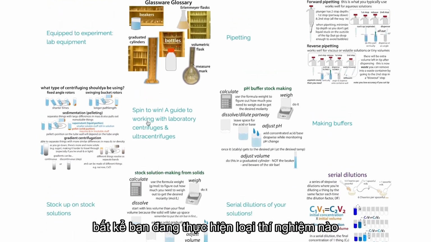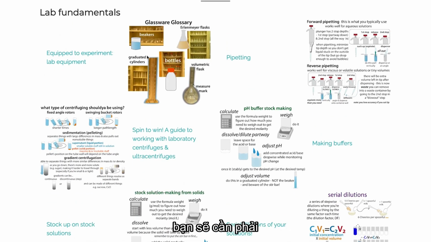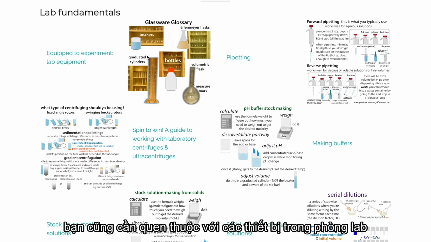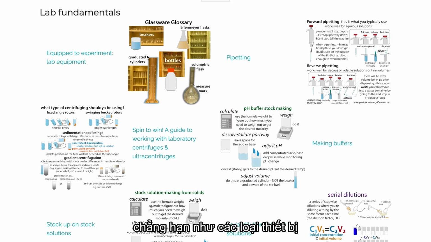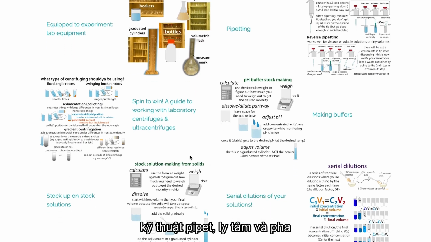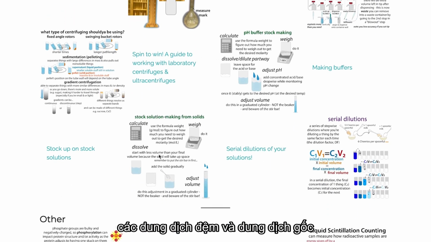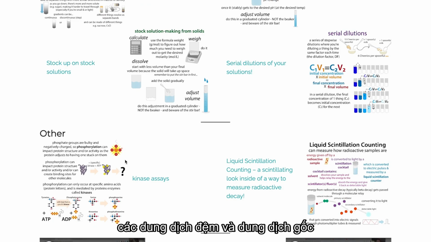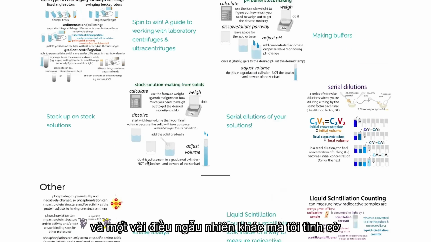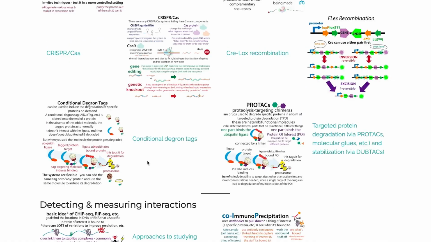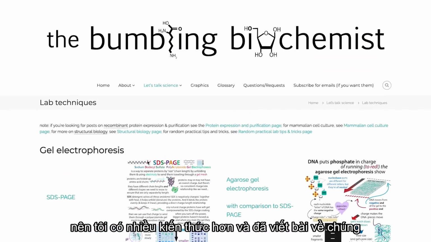No matter what type of experiment you're using, in addition to having a good experimental design, you're going to want to be familiar with the things in a lab. So the sorts of equipment, pipetting and centrifuging and making buffers and stock solutions and things like this. And then just a couple of random things that I just happen to have done before, and so I have more knowledge about, and so have posts on.